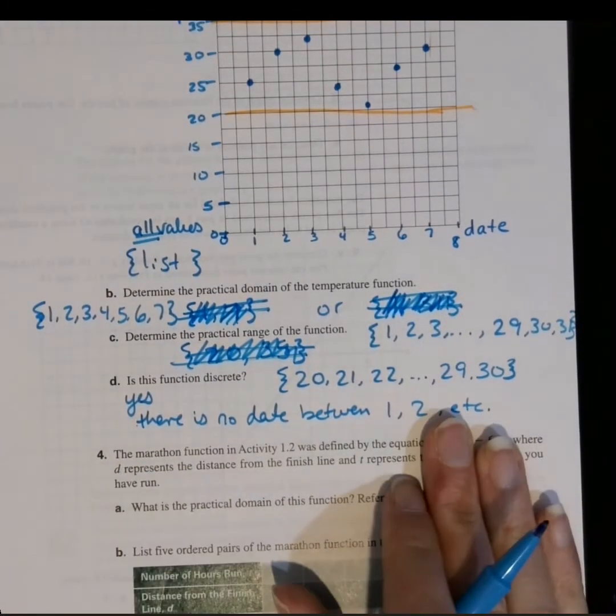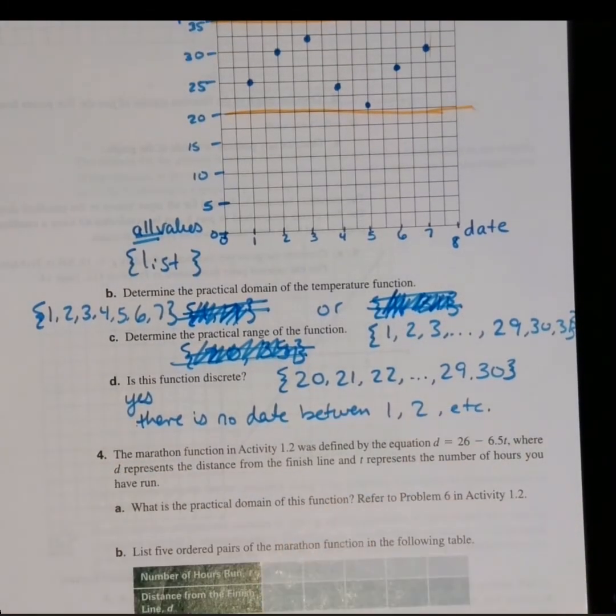No date between 1, 2, etc. So that's why it is discrete. The input set will usually be the one that tells us if it's discrete, which is the date in this case.